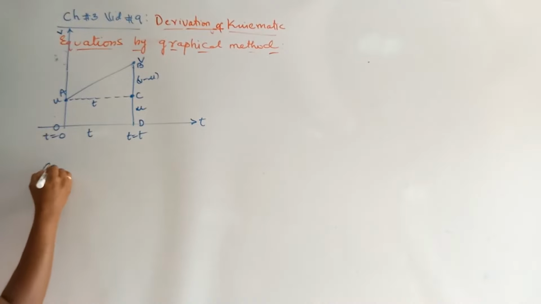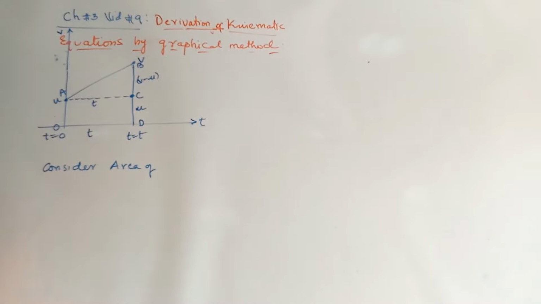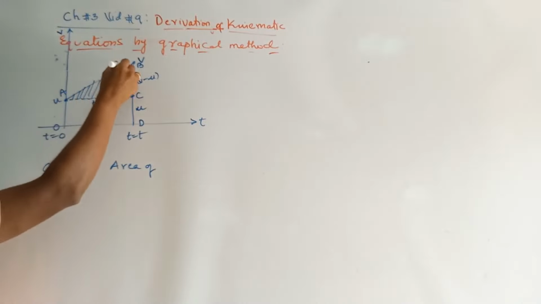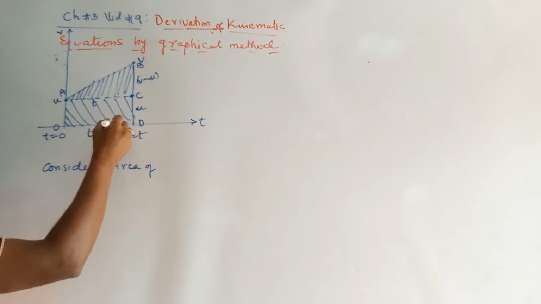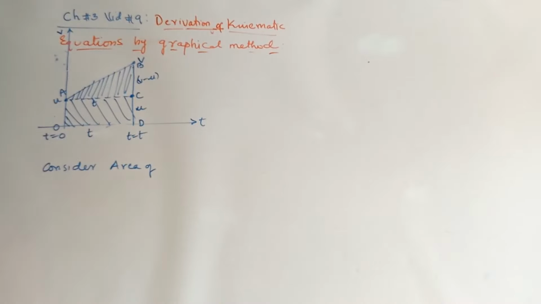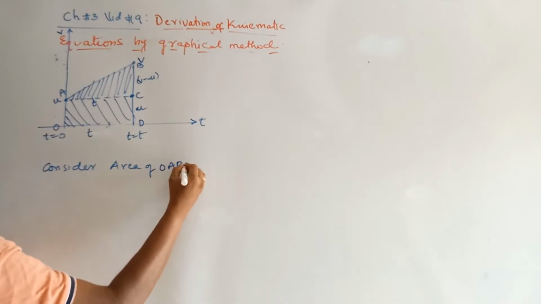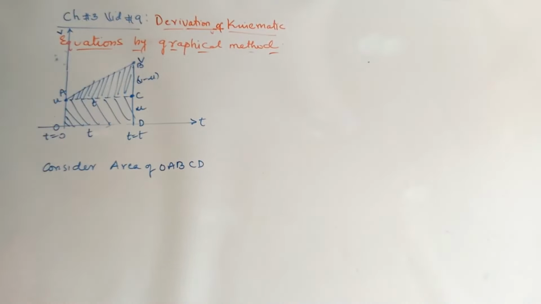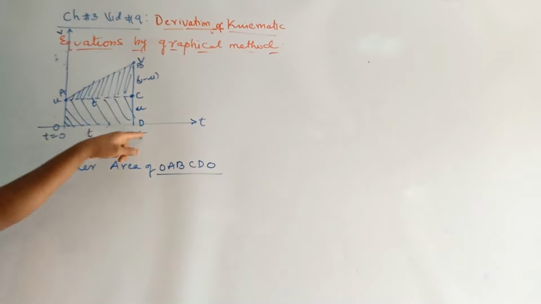Now, let us consider the area of the total part present in this. This total part can be divided into two regions like this, and one more region exists in a form like this. Consider the area of OABCD. The area inside this is this part, or you can conclude this closed figure, in the form of O, A, B, C, D, O.